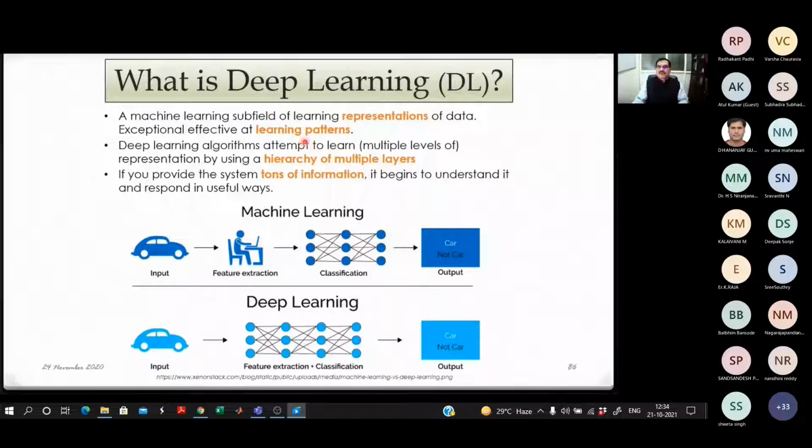Again, what is deep learning? Machine learning is kind of a subfield of learning representations of data, and well, you can read some of that. Essentially, if you give the system tons of information, is it not capable of understanding and responding in a useful way without the feature-extraction PhD-level person sitting out there? Right? So machine learning has some intervention like that, but this is what we want to eliminate. So can this process be automated?